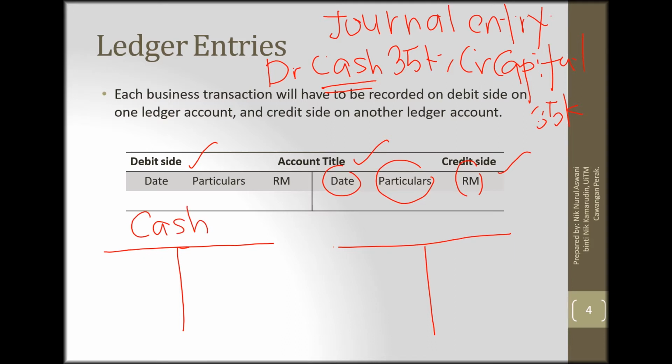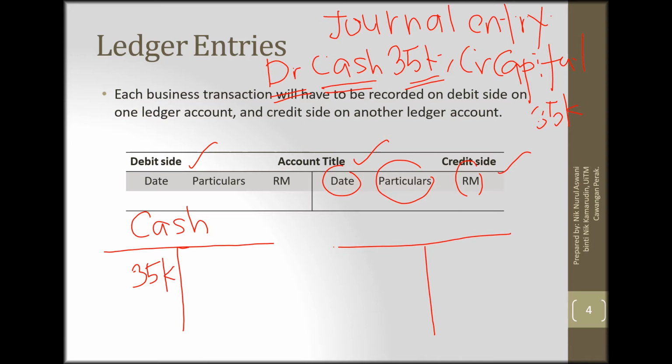Okay, debit here meaning you are going to record on the debit side. So which one is the debit side? Your left hand side. All right, your left hand side. How much? This amount 35,000 ringgit. Okay, so this is the very basic preparation of account.